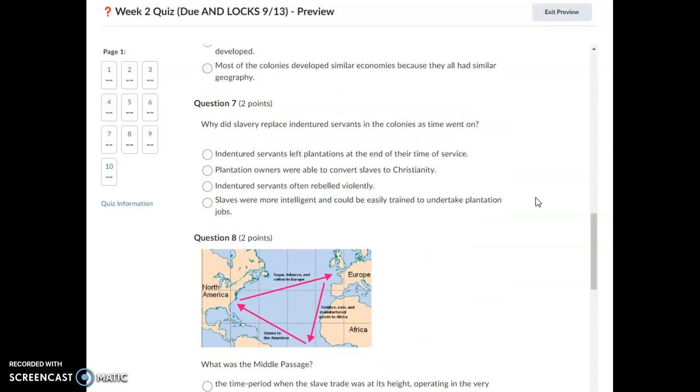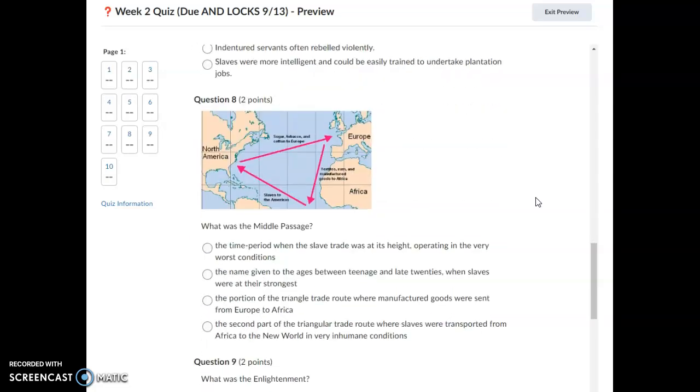Number 7, why did slavery replace indentured servants in the colonies as time went on? A, indentured servants left plantations at the end of their time of service. B, plantation owners were able to convert slaves to Christianity. C, indentured servants often rebelled violently. Or D, slaves were more intelligent and could be easily trained to undertake plantation jobs.